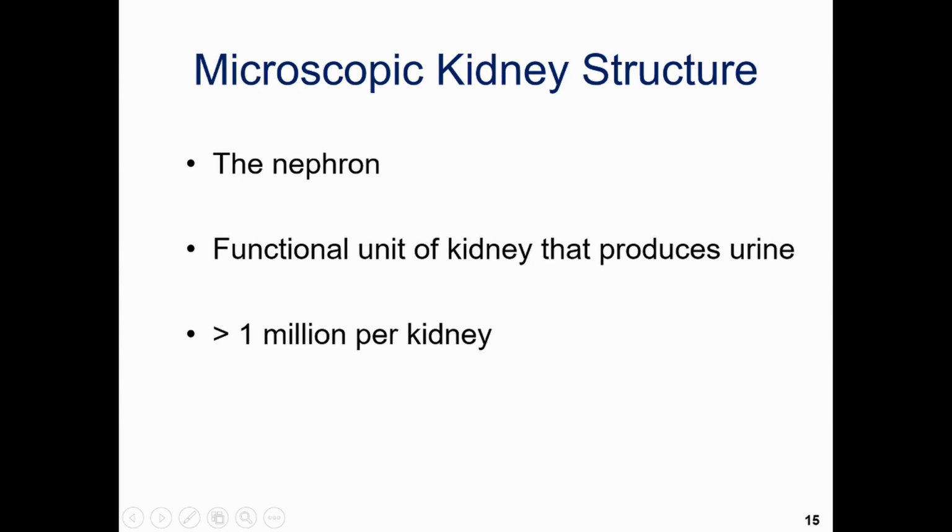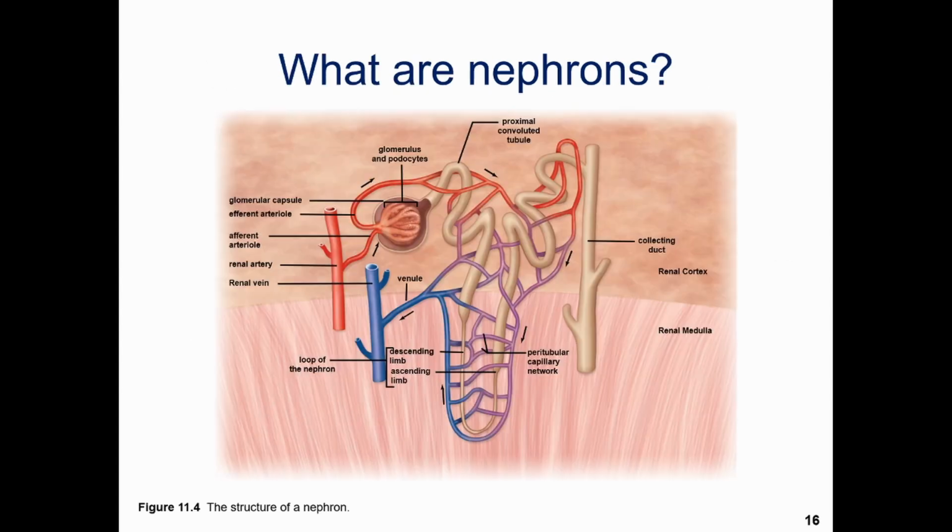So now we're turning our attention to the microscopic structures found within the kidney, and this is where we're really going to get into urine formation. And so the functional unit on a microscopic level of the kidney is called the nephron. It's the part that's actually going to be producing that urine. And you have a lot of these. You're looking at over 1 million nephrons per kidney. That's a lot of nephrons.